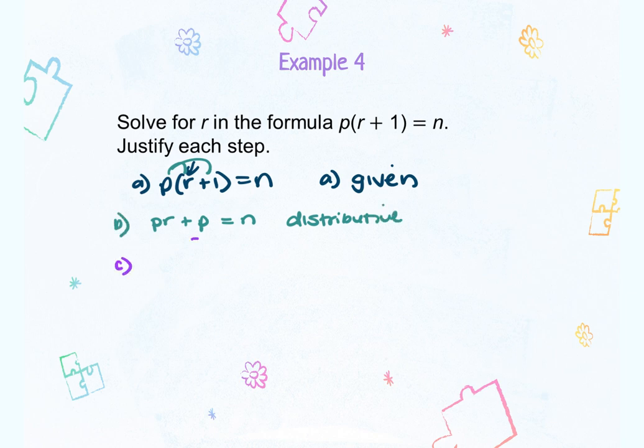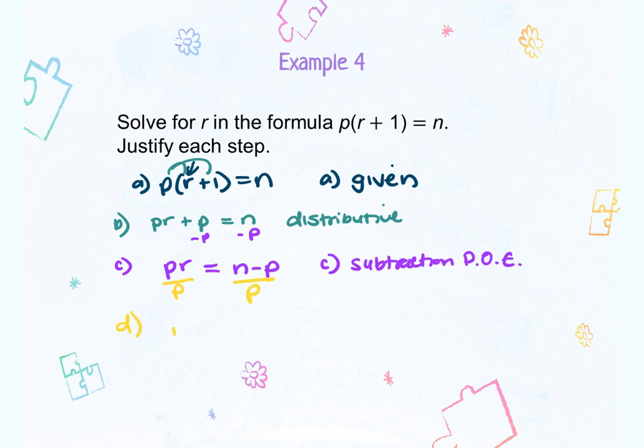Then I could have subtracted the p, and I would have gotten pr equals n minus p, and that's subtraction property of equality. And then lastly, I could have divided both sides by p, and I would have gotten r equals n minus p over p, and that's division.